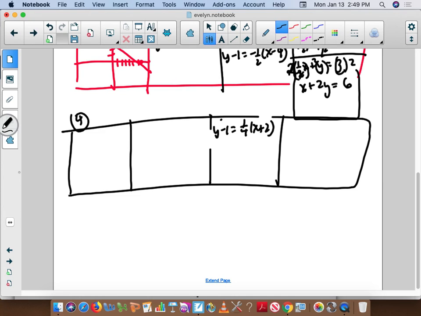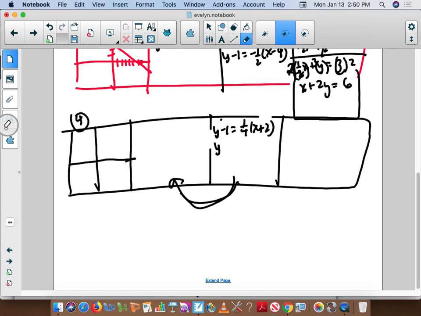All right, let's go to the graph. How can I go to the graph? There's all sorts of different things you can do here. Let's do this first. Let's go from here to here. How will I go from the second box to the first box? Jillian? Turn it into slope-intercept form. So I'm going to say y minus 1 equals 1/4 x plus 2/4. Distribute.